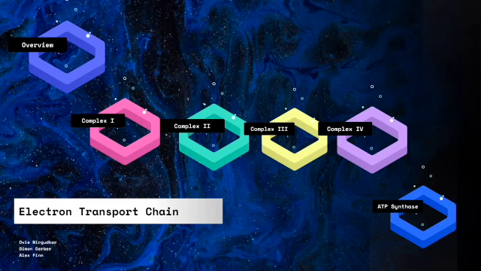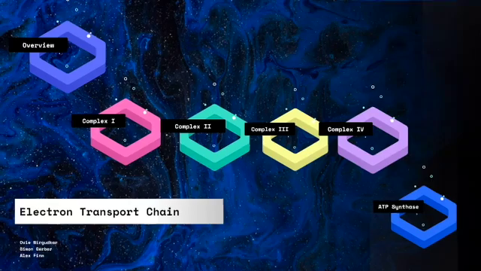In this presentation, we will be reviewing the 5 protein subunits of the electron transport chain. These subunits are complex 1, 2, 3, and 4, as well as ATP synthase, also called complex 5.